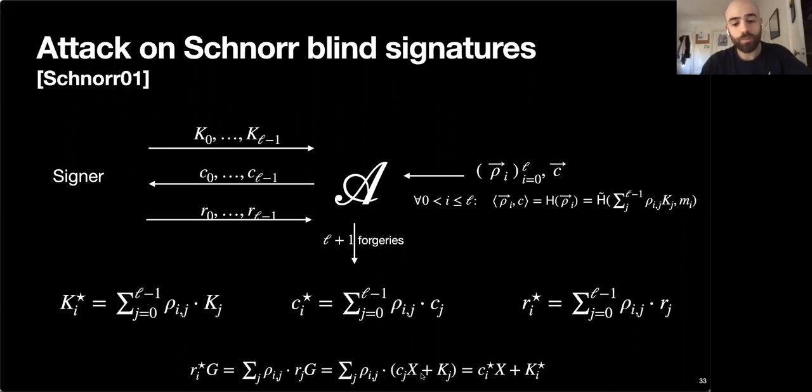And by distributivity of the product, I can put rho_j, so I have the linear combination of rho_ij c_j, which is c_i star, and rho_ij K_j, which is K_i star. And note in addition that K_i star is exactly what goes in the hash function with the message. So the messages are really something arbitrary. So the forgeries are really for whatever message you want, but the signature at the end is valid because not only is this equation satisfied, but also the hash of the commitment and the message is equal to the challenge c, which is again the inner product rho_ij c_j that you see on the left-hand side.